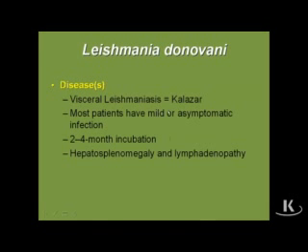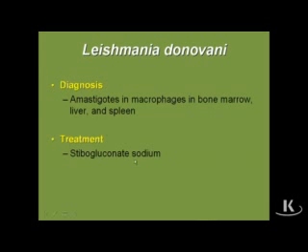Most patients are going to have a mild or asymptomatic infection, but with the pronounced hepatosplenomegaly. So that is characteristic of visceral leishmaniasis. Diagnosis, you're going to look for the amastigotes in macrophages in the bone marrow, the liver, and/or the spleen. And the treatment is sodium stibogluconate, the drug of choice for leishmaniasis.